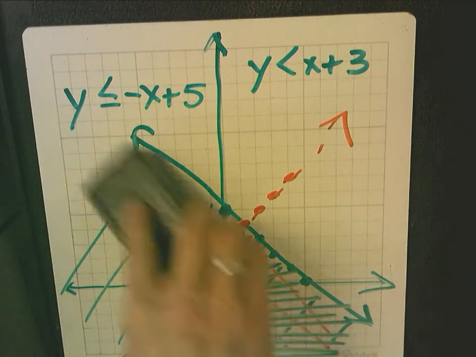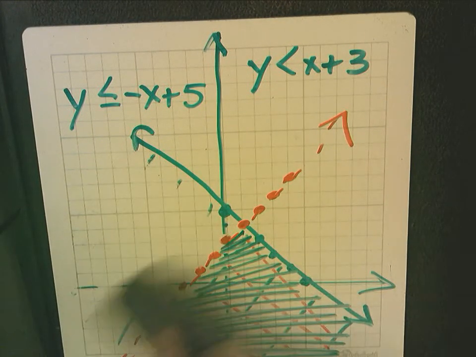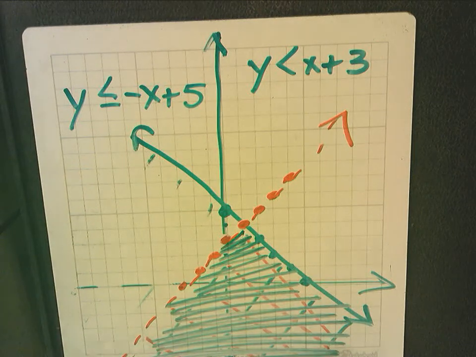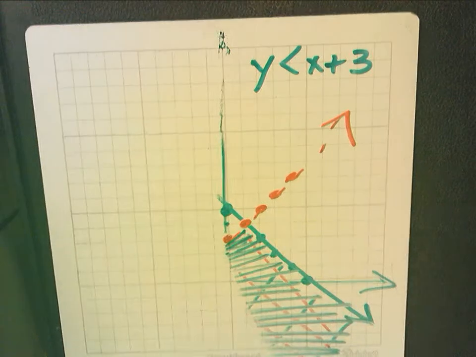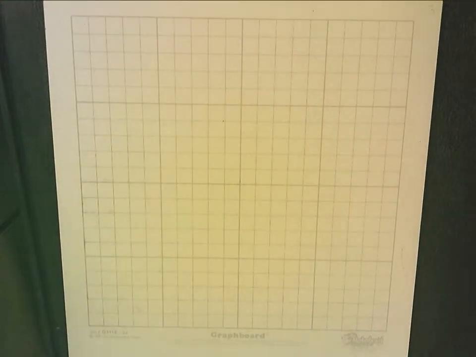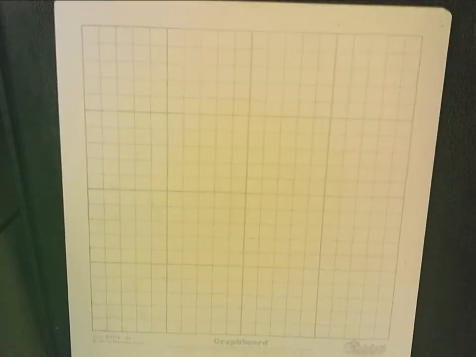You can erase these if you want. You don't have to, because it was obvious that my solution was right here. Okay? Now, let's go ahead and do... I think I'm going to skip number 2. You can just look in the note packet to see if you got that right. And we're going to do 3 and 4.